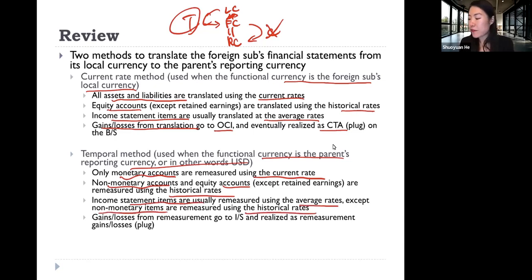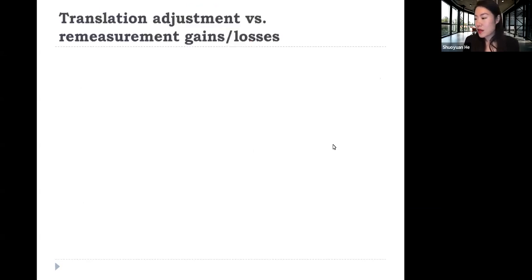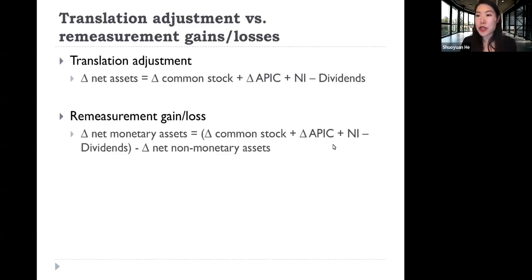So here, if the firm is using the temporal method, we usually need to start from the firm's balance sheet, go to the statement of retained earnings, and lastly go into the firm's income statement. And gains and losses from remeasurement are recognized on the firm's income statement as a plug. We also talked about the two quick ways of calculating translation adjustment and remeasurement gains and losses. If you do not remember, just go back and review the last class lecture video.